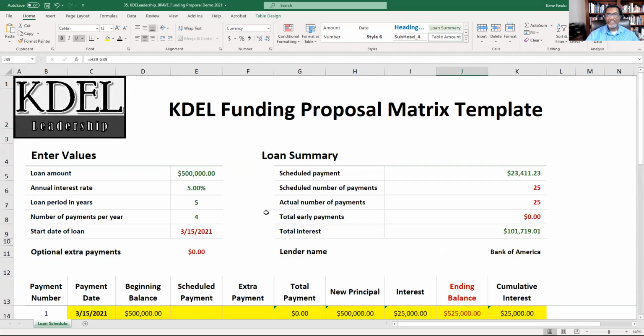And guess what? I've done this demo for you in 5 minutes. That means you're able to prepare your payback schedule for your bank in 5 years when you're armed with this.